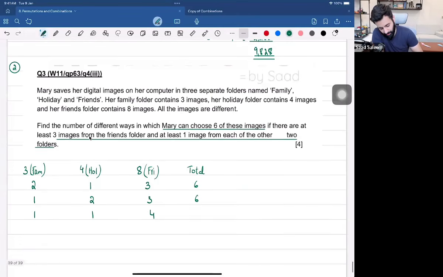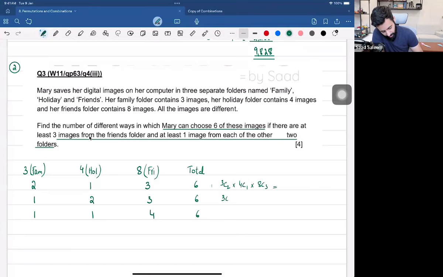Okay, now what's the total here? The total here is 6. Now let's work them out. So how do you select 2 objects from 3? That's going to be 3C2. Okay, how do you select 1 object from 4? That's 4C1. And 3 objects from 8? That's 8C3, whatever that's equal to.